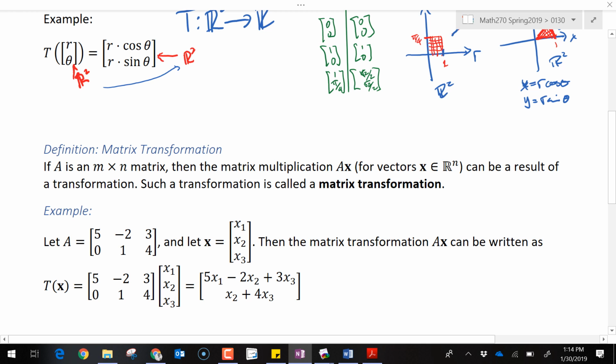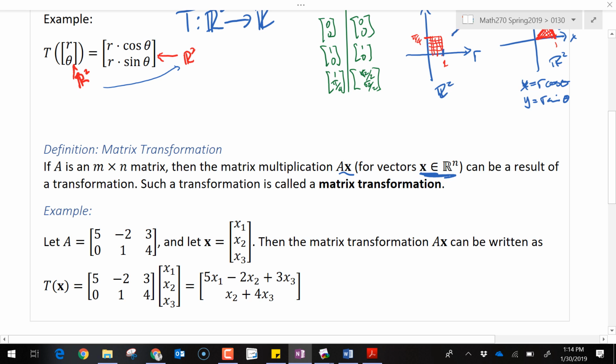But a matrix essentially does the same thing. A matrix can be seen as a transformation where you do a matrix multiplication: you take that matrix and multiply it by an appropriate sized vector, so that the matrix multiplication would work.